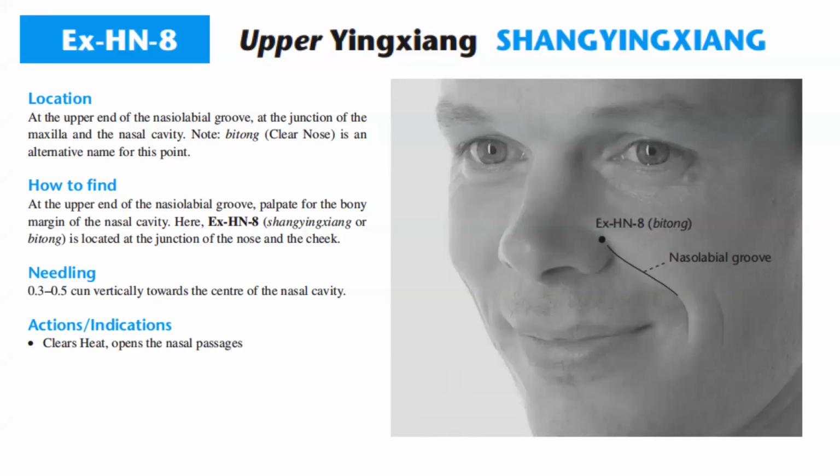It's located at the upper end of the nasolabial groove at the junction of the maxilla and the nasal cavity. We have to note here, Bitong, or the clear nose, is an alternative name for this point. So how do we find this point? It is at the upper end of the nasolabial groove. So palpate for the bony margin of the nasal cavity here.